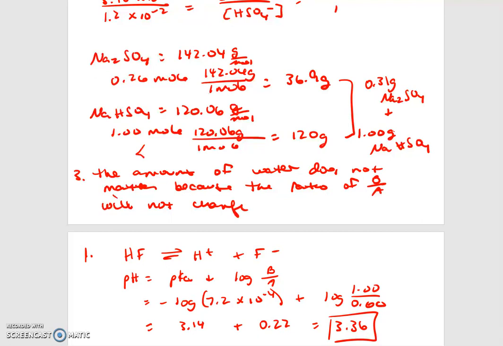Now I can go and make an ICE chart and write a K expression and plug in my values and show my 5% rule and then calculate the pH from there, or I can use the Henderson-Hasselbalch equation, and that's much quicker to do. So pH equals pKa plus the log of my base over my acid. So if I take the negative log of my Ka value and add that to the log of my base over my acid, that'll give me my pH. So the pH of the solution is going to be 3.36.